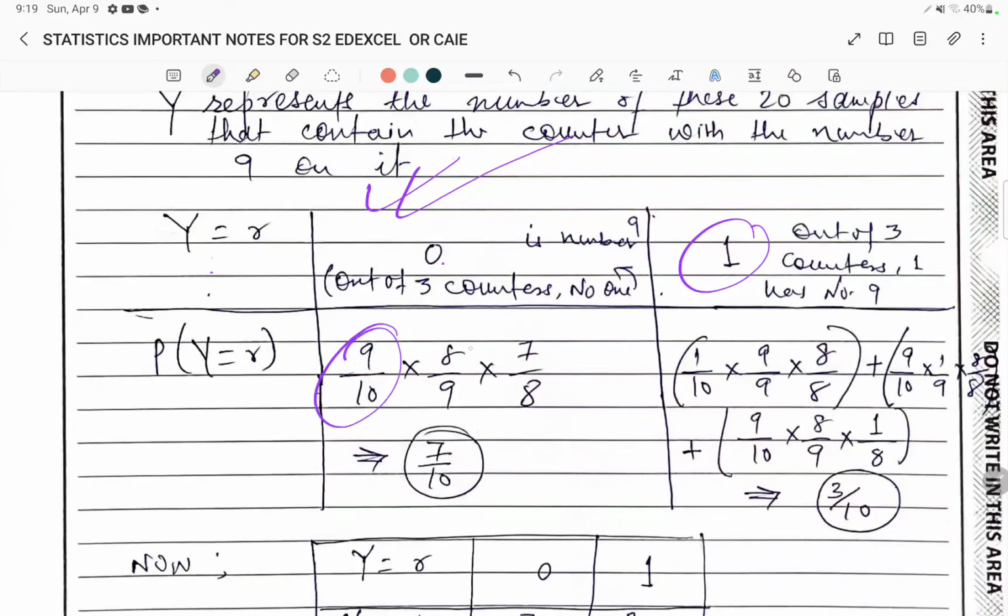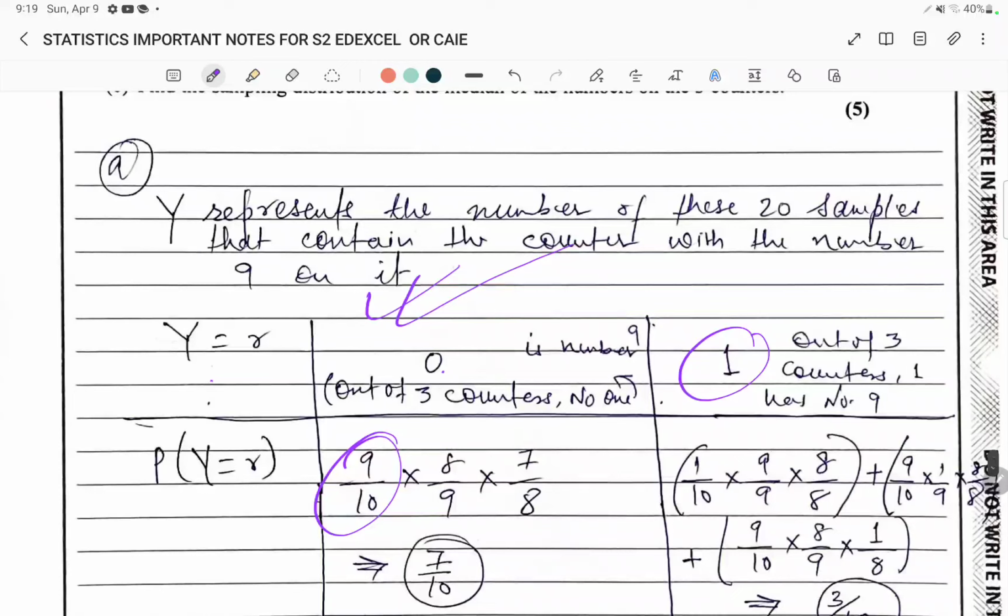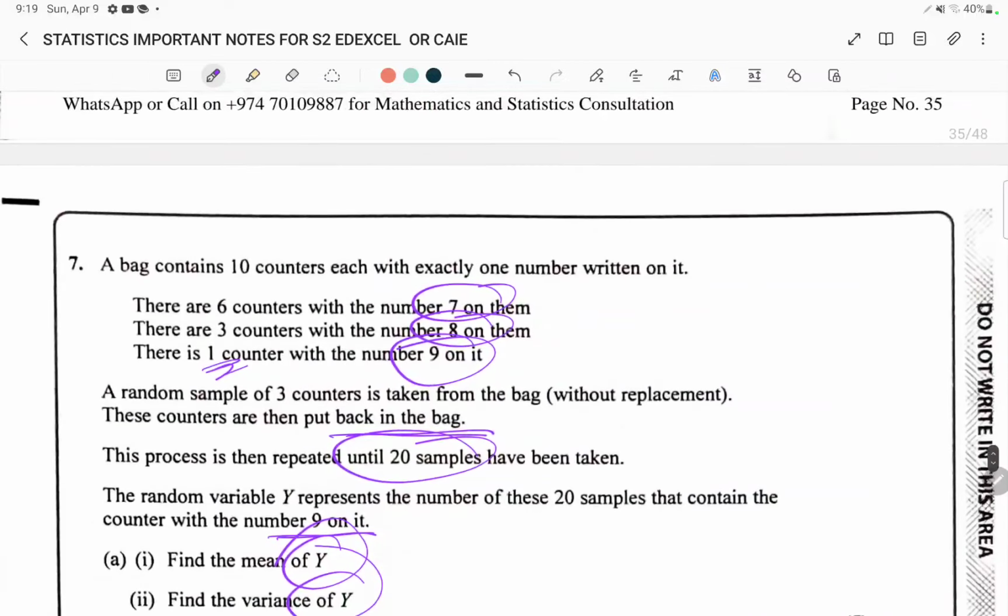So without 9, which is 9 over 10. How 9 over 10? Can we understand this? 9 over 10, how did we get that? Because there are 3 counters, right? Out of 3 counters, 9 over 10. So 1 counter with number 9. So there are total 10 counters, 6 counters with number 7 on it.